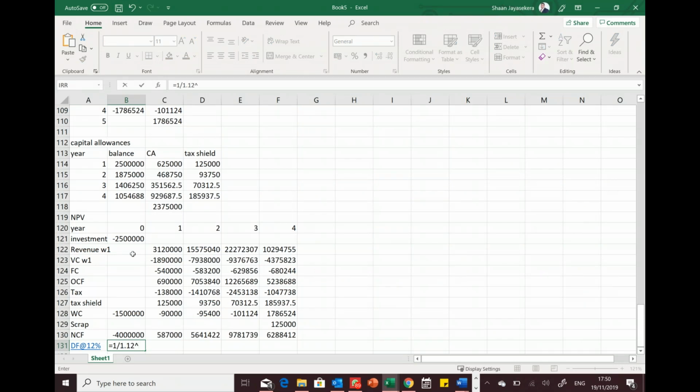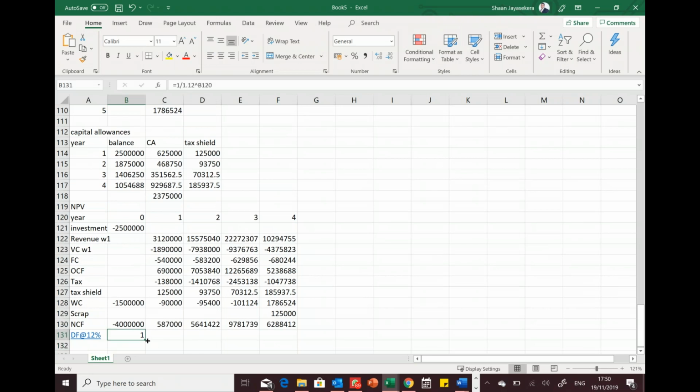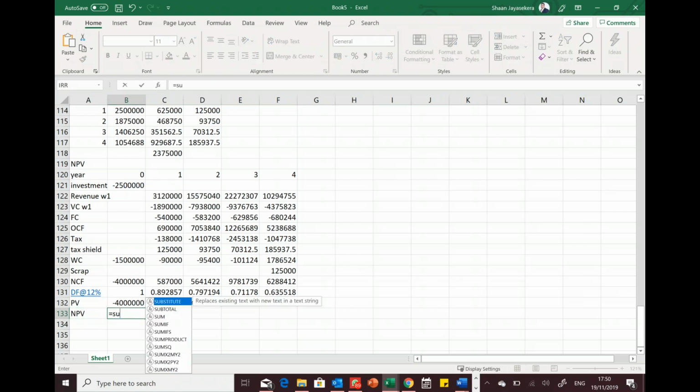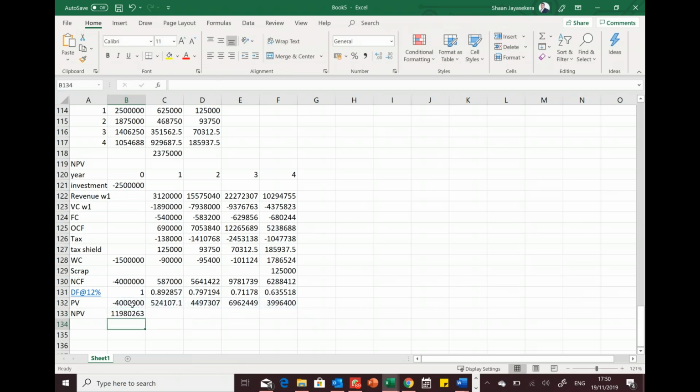So that will be equal to 1 divided by 1.12. See, very easy to take it like that, so that as soon as you drag it across, you get your discount factors with ease. Okay. Then present value, that will be basically that figure into that. And finally, your NPV will be the summation of all of these, which is that much, which is a decent project.